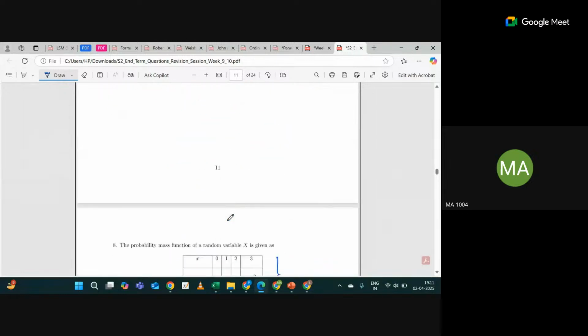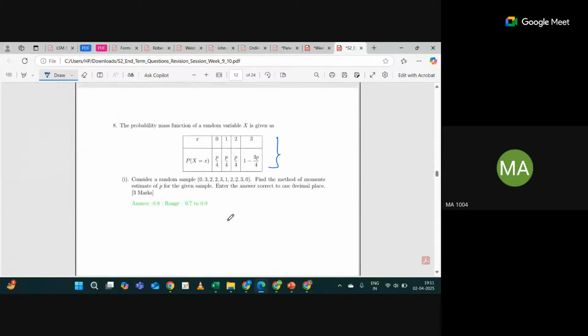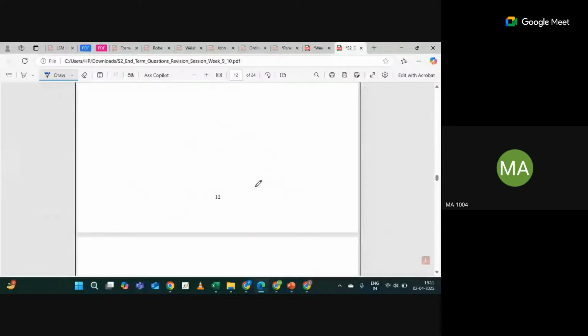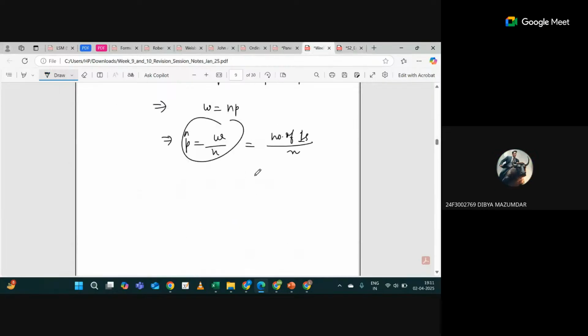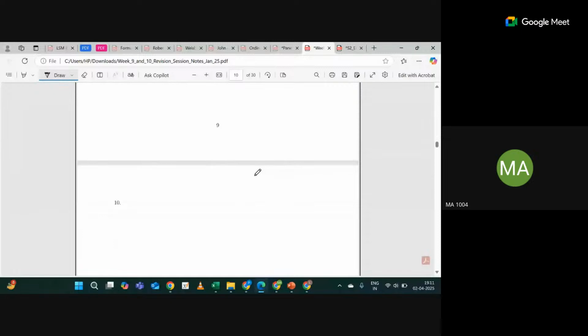Okay, that's all. So for this question again, a sample is given to you. Then if it asks about maximum likelihood, you can do the same question in a similar way. Yes or no? Yes. I'm leaving this question for you to try. Okay, next. So week 9 we are done.